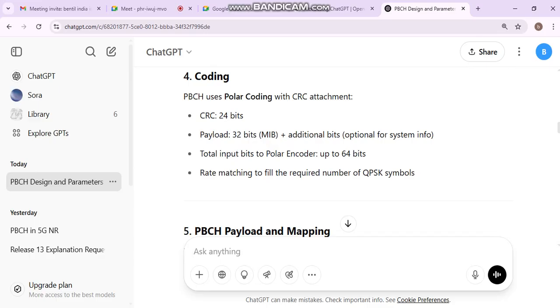CRC is 24 bits, payload 32 bits, the master information block plus additional bits, optional for system information. Total input bits to the polar encoder are up to 64 bits. Rate matching is used to fill the required number of QPSK symbols.